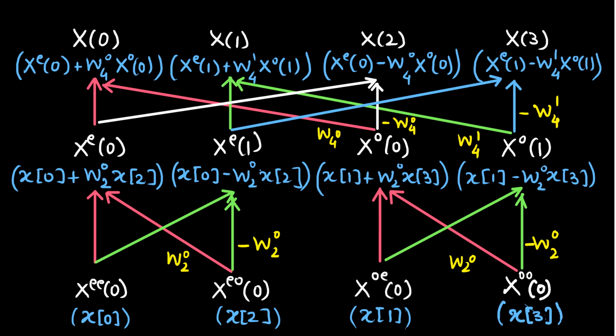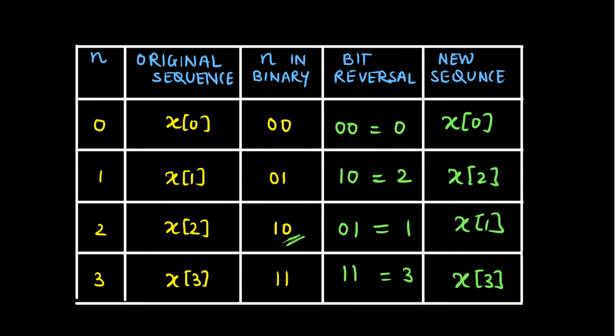Another observation that we made was on the rearrangement of the x of n values. We observed that the original sequence was x0, x1, x2, x3, but the new sequence that is to be considered while finding the DFT is in bit reversed order. That is, the argument n should be bit reversed. Initially we need to represent this n in binary form, then simply bit reverse it, find the new argument in decimal form, and then rearrange the entire sequence.